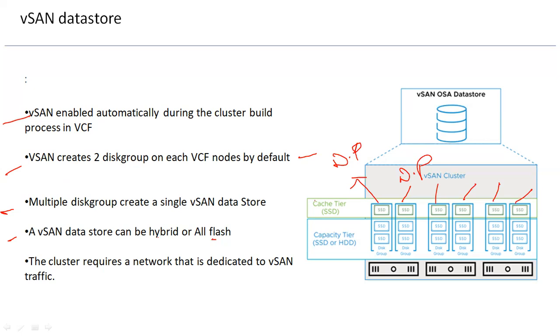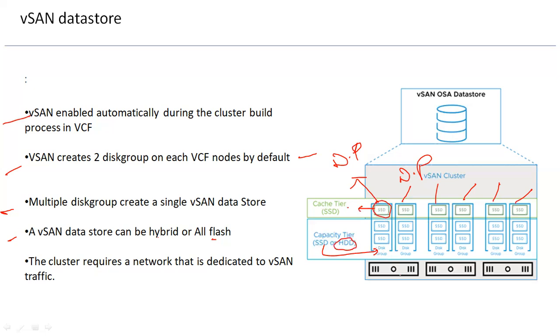There are two modes. One is hybrid, one is all flash. When we say hybrid, my cache drive will always be SSD, and the capacity drive will be HDD. When we say all flash, the cache drive is always SSD, and the capacity drive is SSD as well. This means it is an all flash drive configuration, where we get better performance as compared to hybrid mode.